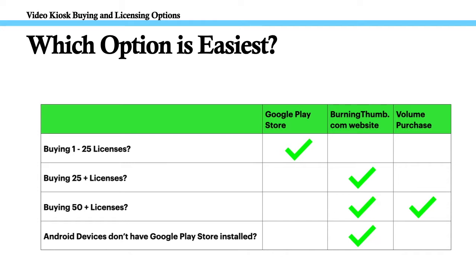Here are a few guidelines. If you're purchasing fewer than 25 licenses, it will be easiest to purchase through the Google Play Store. But if you're purchasing more than 25 licenses, it's usually easiest to purchase licenses in bulk through our website rather than buying them individually on each Android device from the Google Play Store.